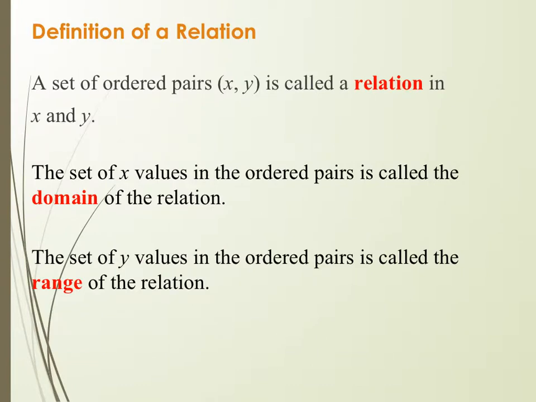So, a definition of a relation: a set of ordered pairs (x, y) is called a relation in x and y. The set of x values in the ordered pairs is called the domain of the relation, and the set of y values in the ordered pairs is called the range of the relation.